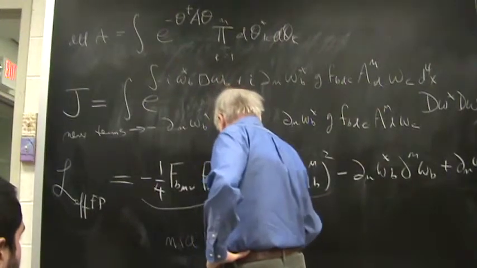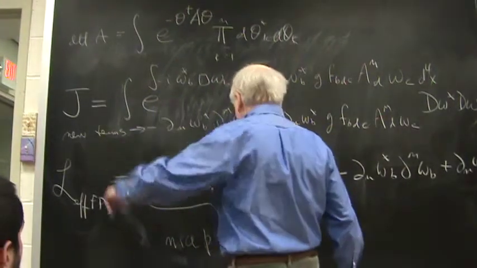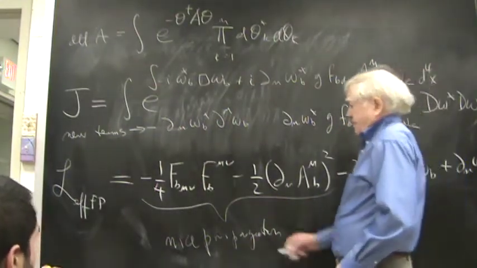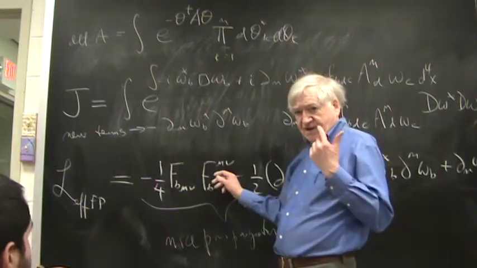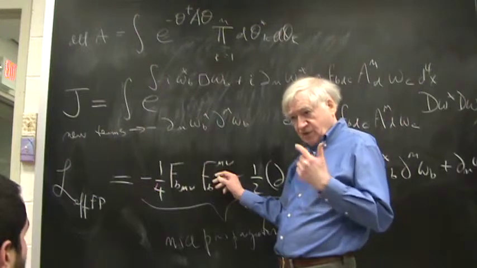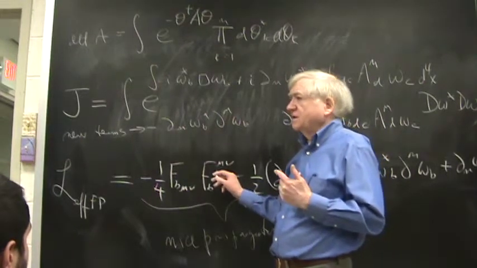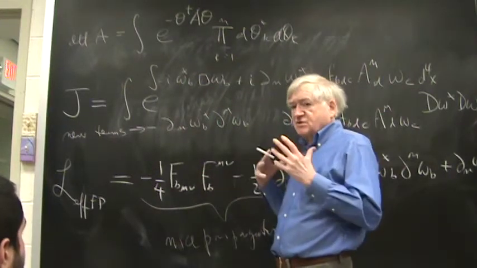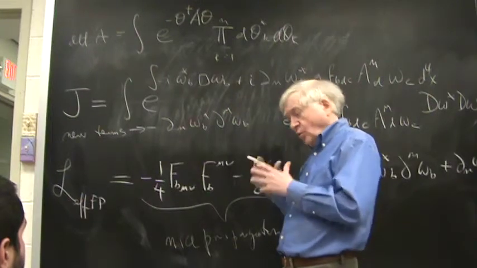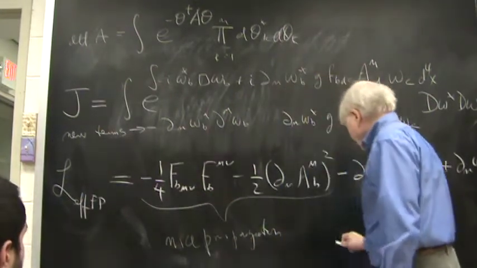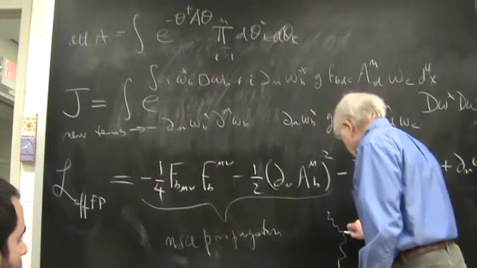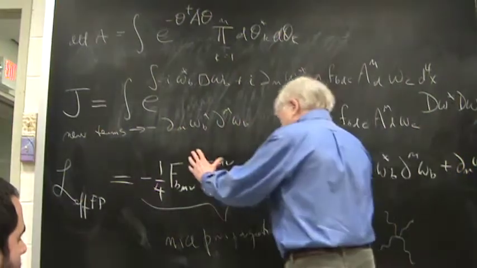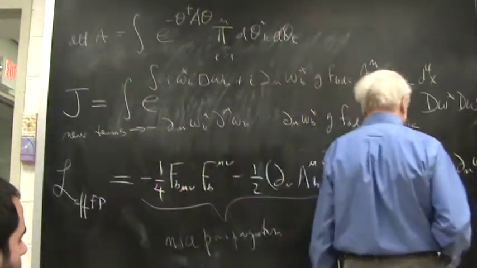For the gluons, gauge bosons more generally. But remember that F has a term that's linear in A and quadratic in A. Consequently, the product of two of them gives you terms that are quadratic in A, cubic in A, and quartic in A. So this gives you diagrams like this, and diagrams like that, as well as the quadratic part, which gives you this propagator.